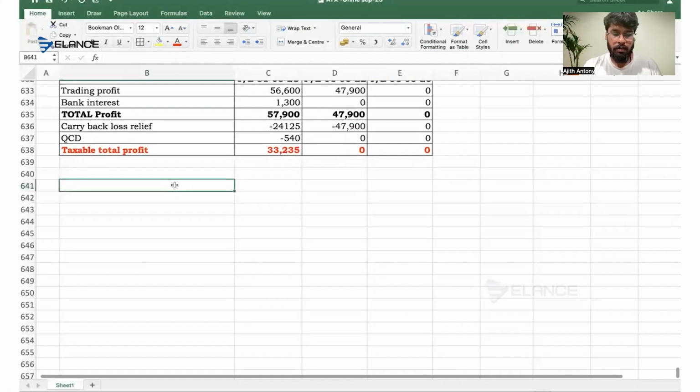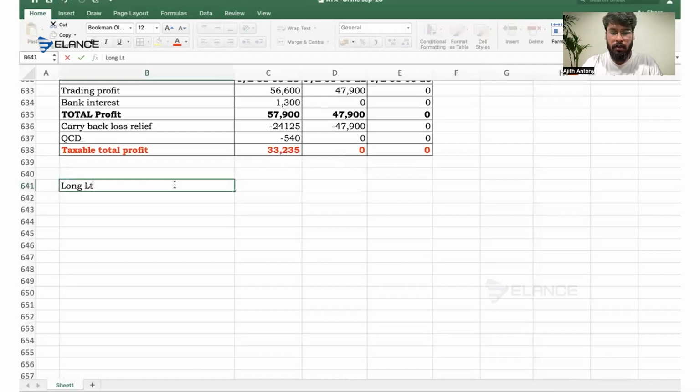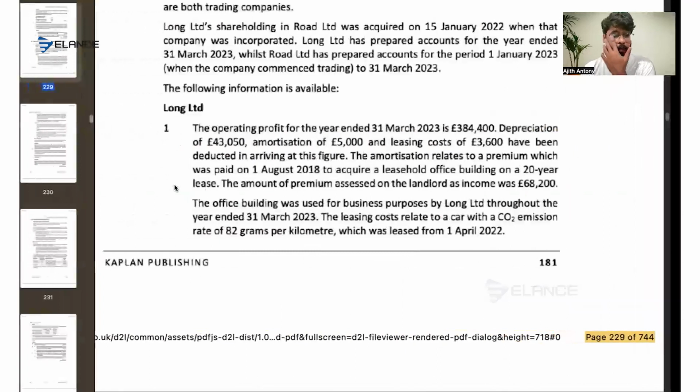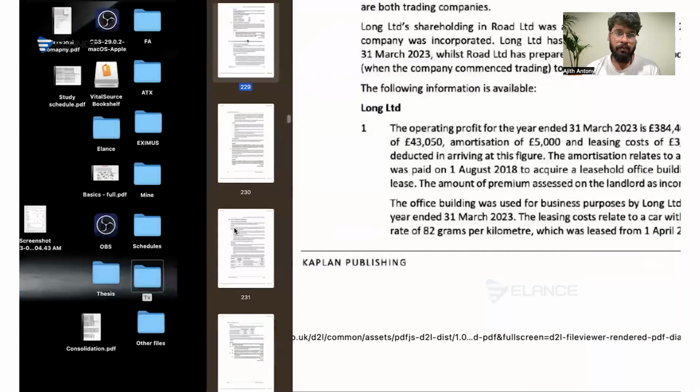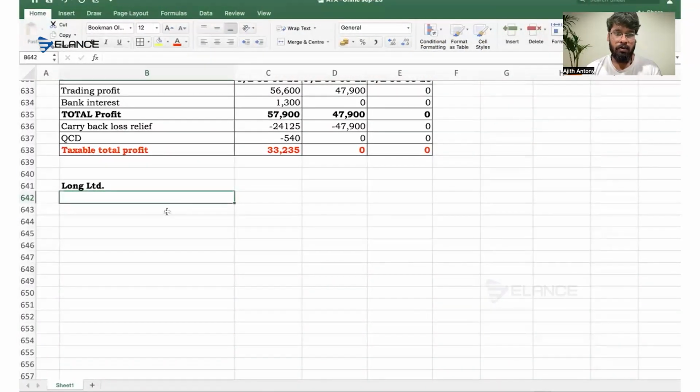In our answer, Long Limited. Okay. So the operating profit for the year ended 31st March 23 is 3,84,400. So it is the operating profit of Long Limited. So first of all, we should find out the trading profit of Long Limited.